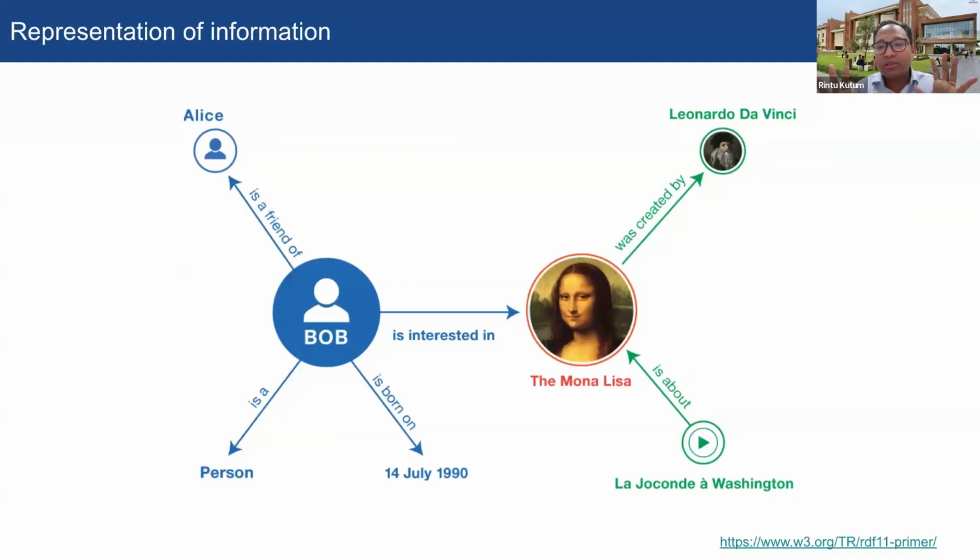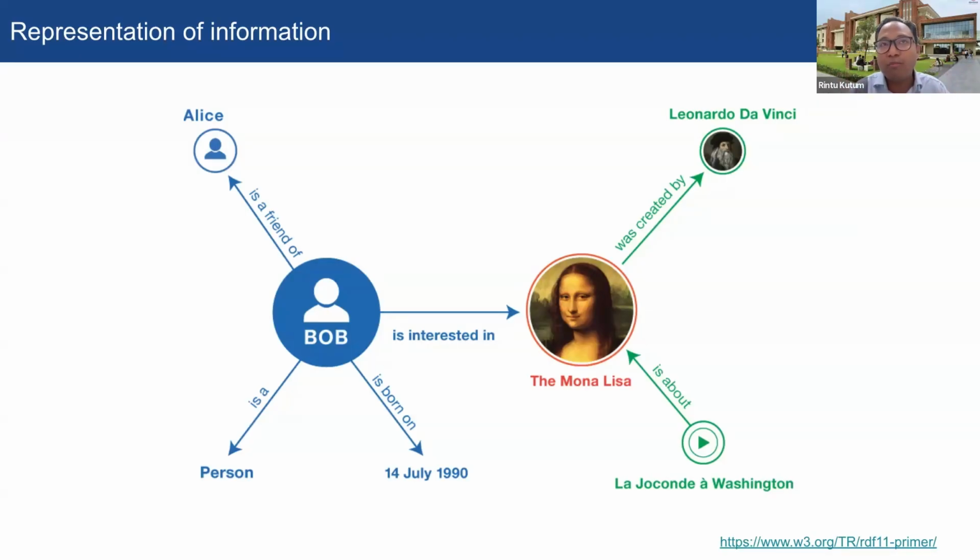So we can just think about this very simple information content where Bob is a person, and the person has an interest in some kind of information, here it is the Mona Lisa, for example. If you just think about these two pieces of information, that has a lot of information content itself.